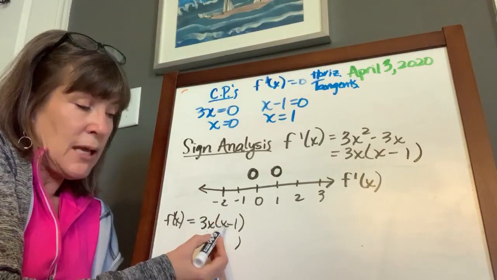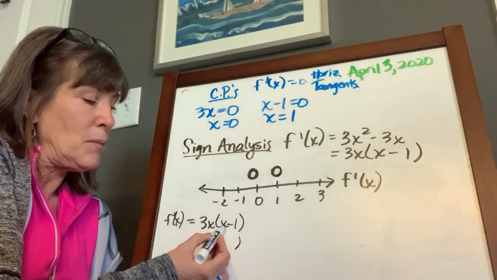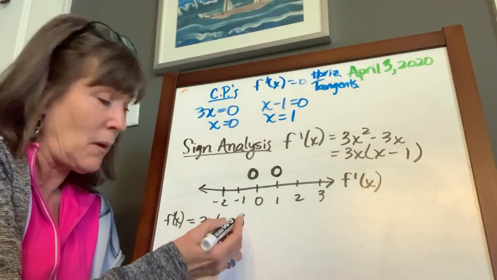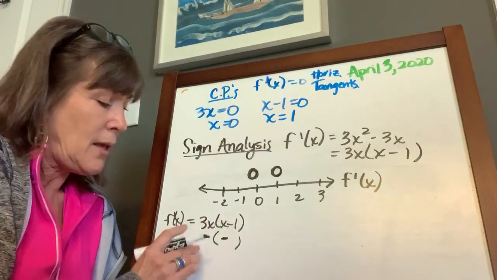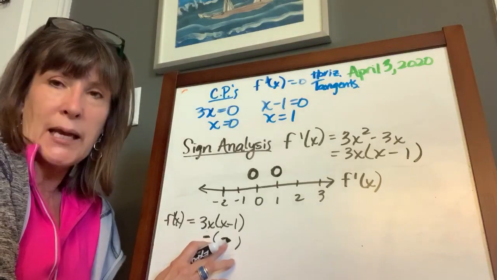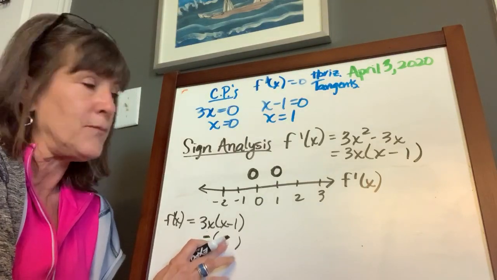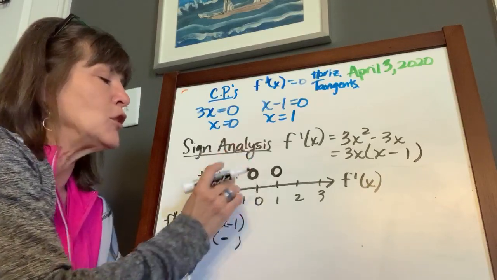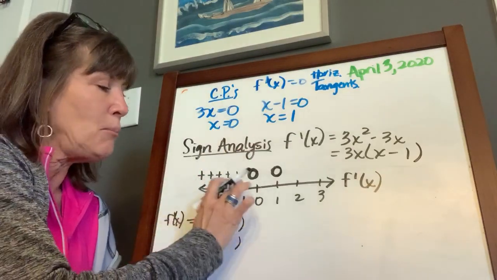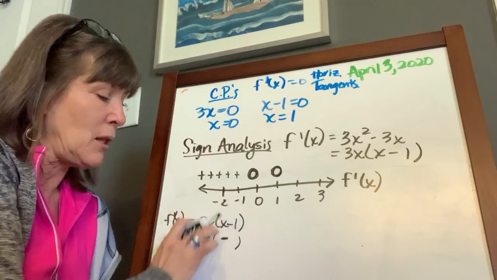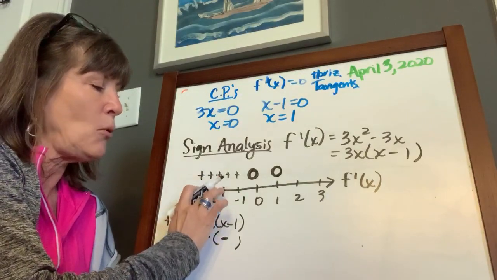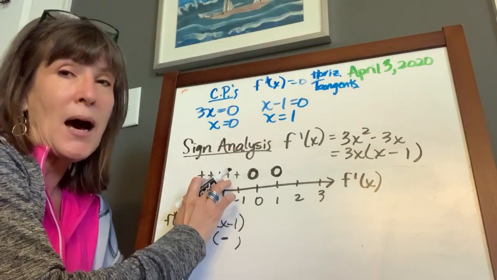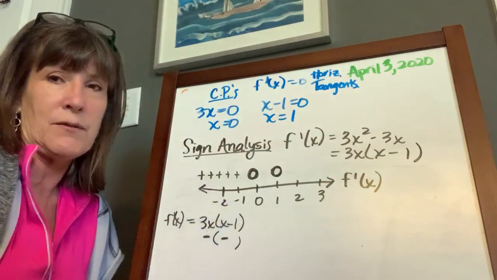Times, I'm going to put negative 1,000,000 in here. What's negative 1,000,000 minus 1? Is it negative or positive? Well, negative 1,000,000 minus 1 is negative. If I multiply a negative times a negative, that gives me a positive. That tells me that the sign of the derivative of any point over here, when I plug it into the derivative, any point to the left of 0 is going to give me a positive for my derivative.